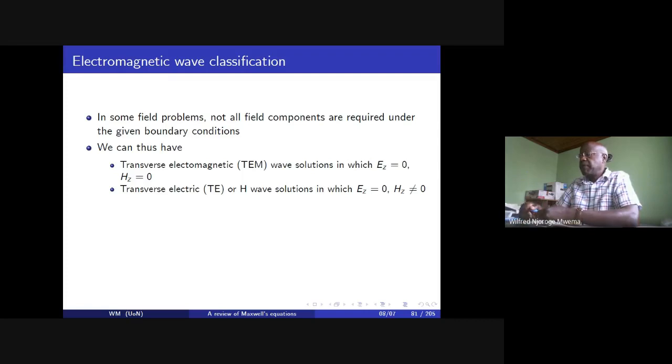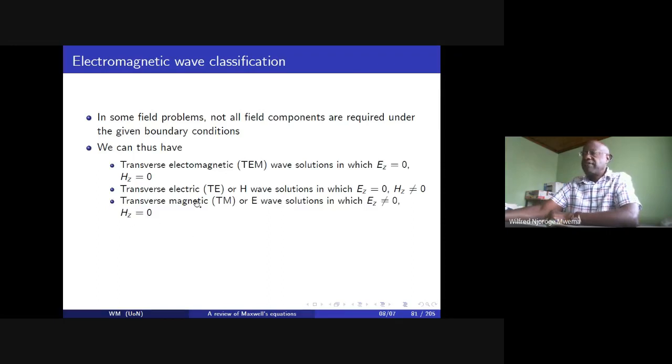Say, for example, between two parallel plates, or inside a hollow rectangular or circular conducting pipe. There we will always have an Ez and Hz that is not equal to zero, and as Hz that is equal to zero. And at the same time, we can have the opposite, where we have a transverse magnetic, or TM, wave solution in which Ez is not equal to zero and Hz is equal to zero.